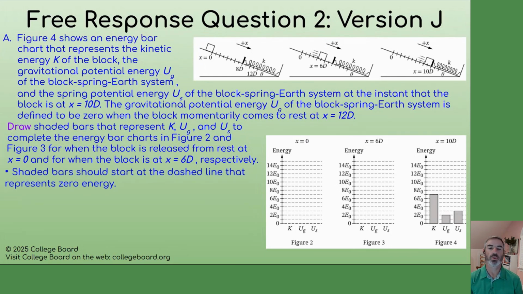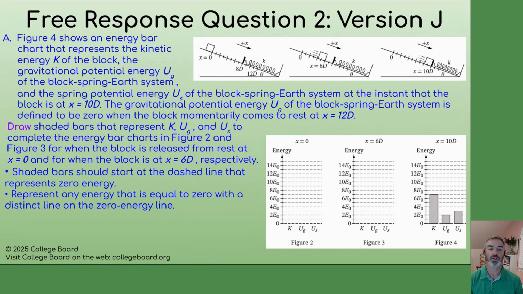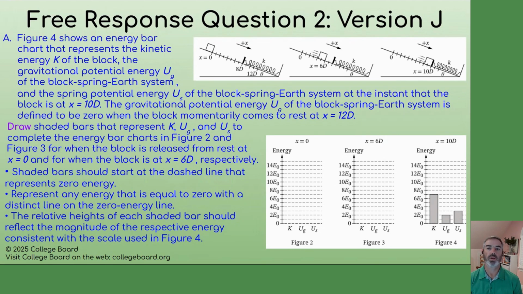What we need to do is shade the bars that start on the dashed line that represents 0 energy. We're going to represent any energy that is equal to 0 with a distinct line on the 0 energy line. So we need to make sure that we draw a line that represents 0. You don't want to lose a point for not drawing anything. And then the relative heights of each shaded bar should reflect the magnitude of the respective energies, consistent with the scale used in figure 4.